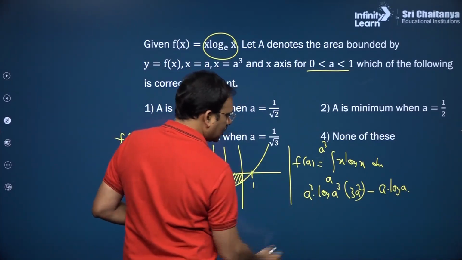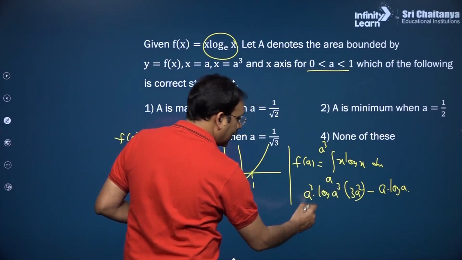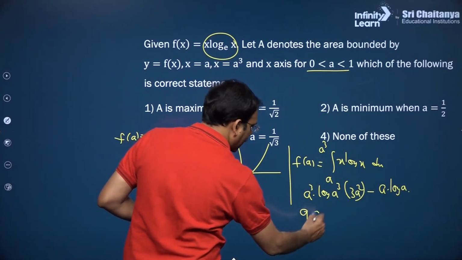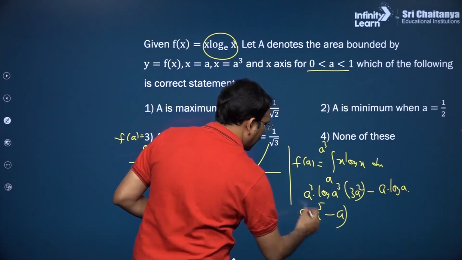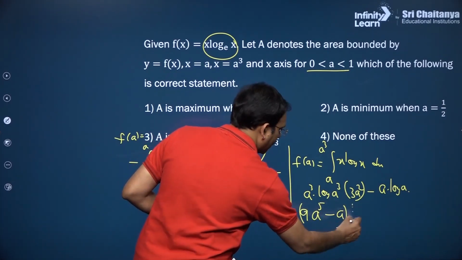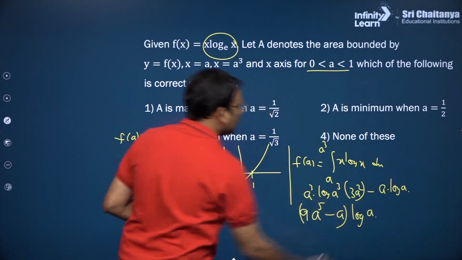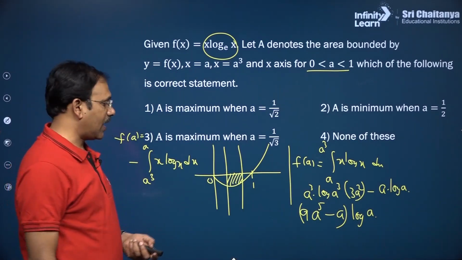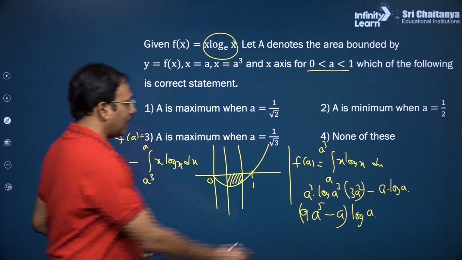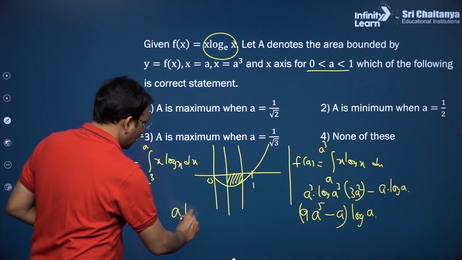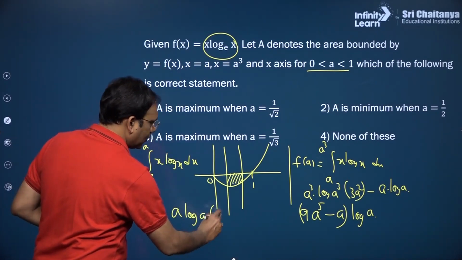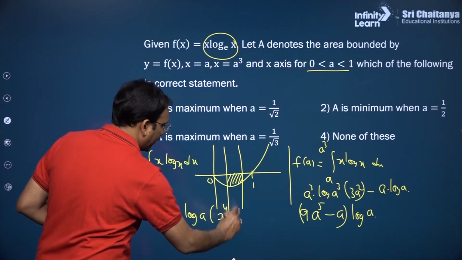So, my dear friends, this 3 comes here, 9a power 5 log a minus a into log a, it is. This is going to be its derivative f dash a. You just see, this is a into log a into a power 4 minus 1.